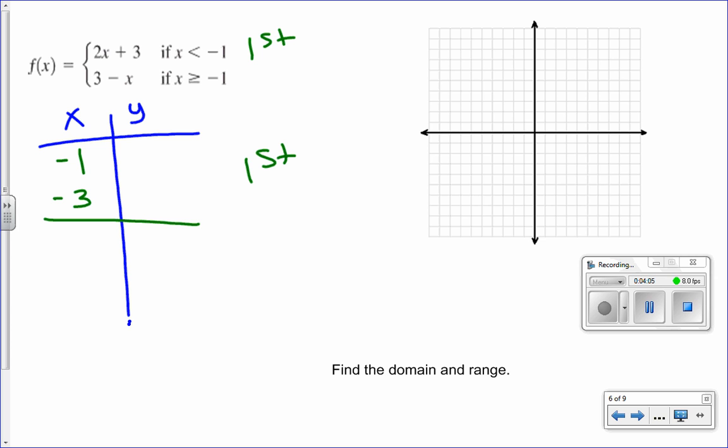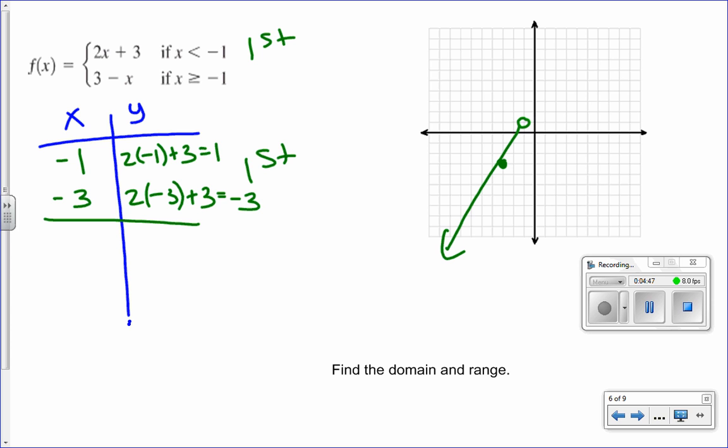If I plug negative 1 into the first function, I'll get 2 times negative 1 plus 3, which is 1, and then 2 times negative 3 plus 3, which is negative 3. I'm going to plot these 2 ordered pairs, (-1, 1) and (-3, -3). It is a linear function, so it will be a straight line. I can see that we do have a slope of 2, and it looks like it would cross the y-axis at 3.